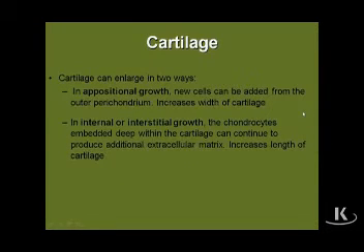Cartilage can enlarge in two ways, and we'll distinguish this from bone formation in subsequent slides. Cartilage can enlarge appositionally, where new cells can be added from the outer perichondrium. Generally, appositional growth increases the width of cartilage. In internal or interstitial growth, the chondrocytes that are trapped in the lacunae, embedded deep within the cartilage, can continue to produce additional extracellular matrix in all directions. And interstitial growth of cartilage generally increases the length of the corresponding cartilage.